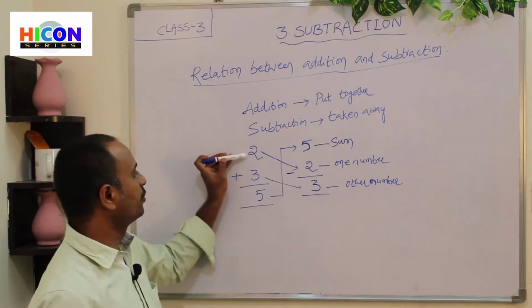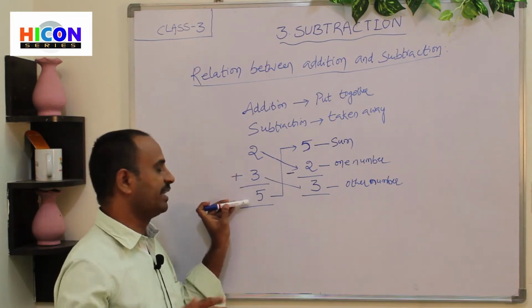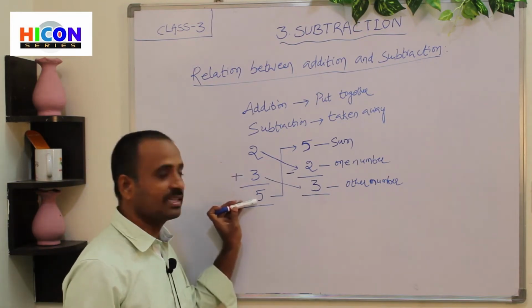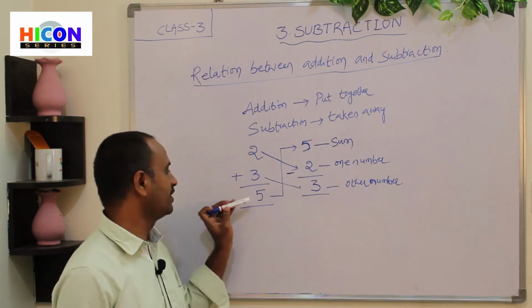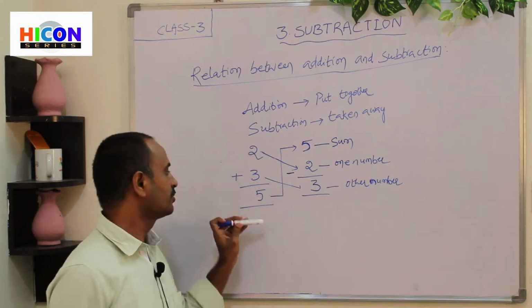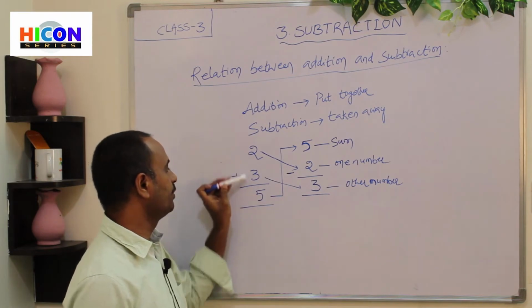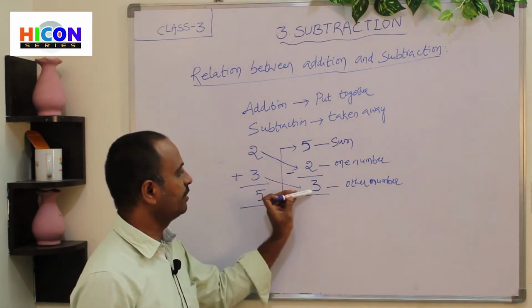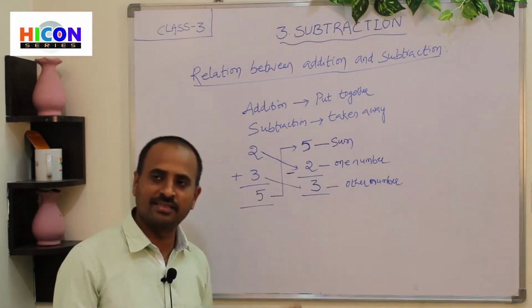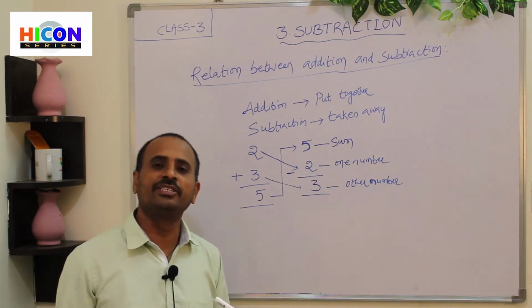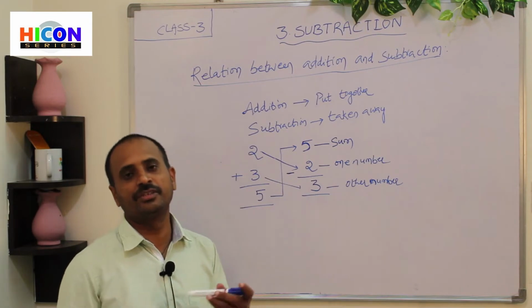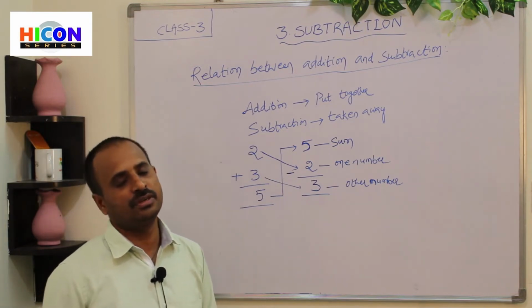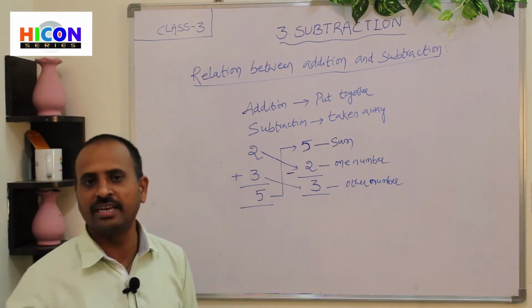Here the sum of 2 and 3 is 5, and we can check whether our sum is correct or not. How can we check? If we subtract any number from 5, we will get the other number, 3. So the answer is correct. In this way, we can check our subtraction by using addition, and we can check our addition with the help of subtraction. So let us see an example.